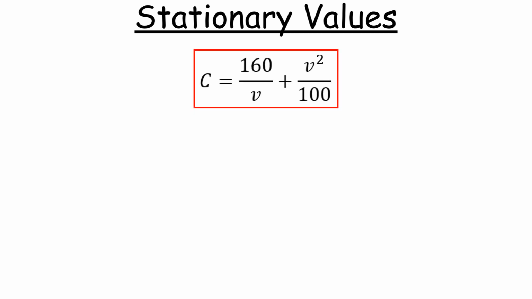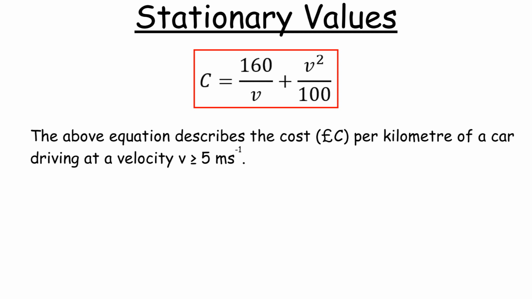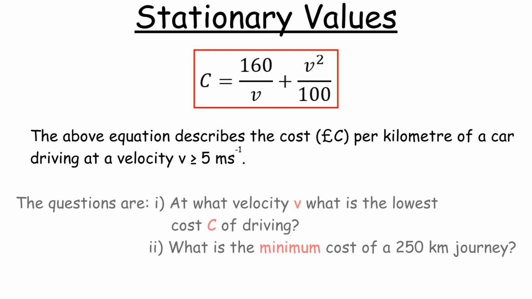So let's consider more closely how stationary values can be important in solving problems. In this particular problem, we have an expression which tells us the cost of a car journey, which is the expression you see here. So the above equation describes the cost C per kilometer of a car driving at velocities more than or equal to 5 meters per second. The questions are, at what velocity V is the lowest cost C of driving, and what is the minimum cost of a 250 kilometer journey?